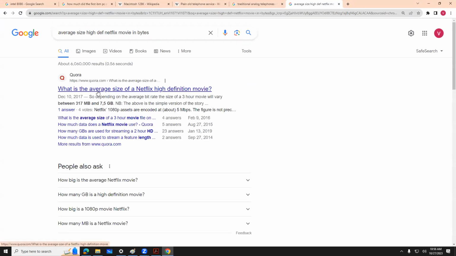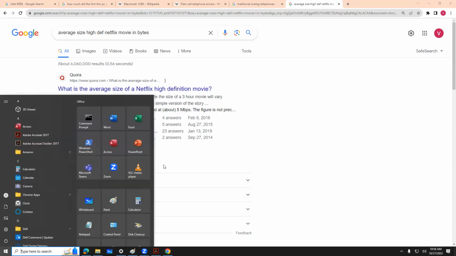So it says the average size of a Netflix movie, depending on whether or not it's high definition or standard resolution, is between 317 megabytes and 7.5 gigabytes. All right, so let's do some quick math and then we're done for the day, and then we'll break for the weekend.